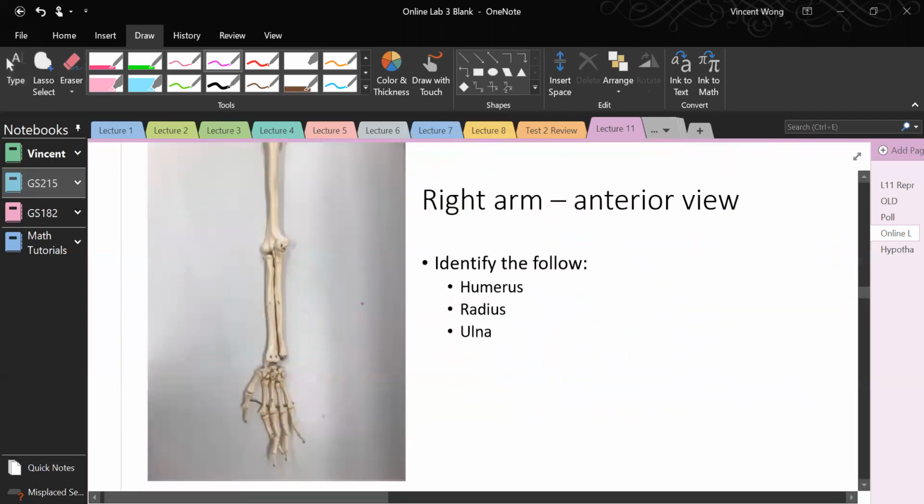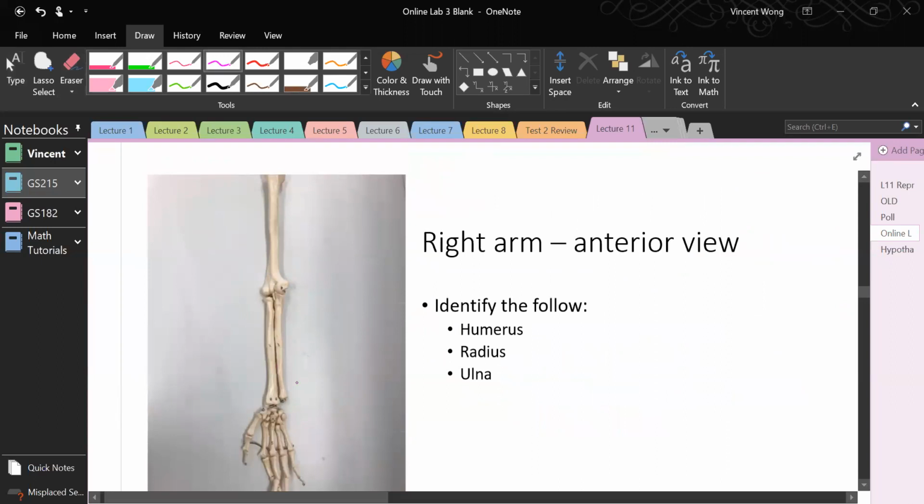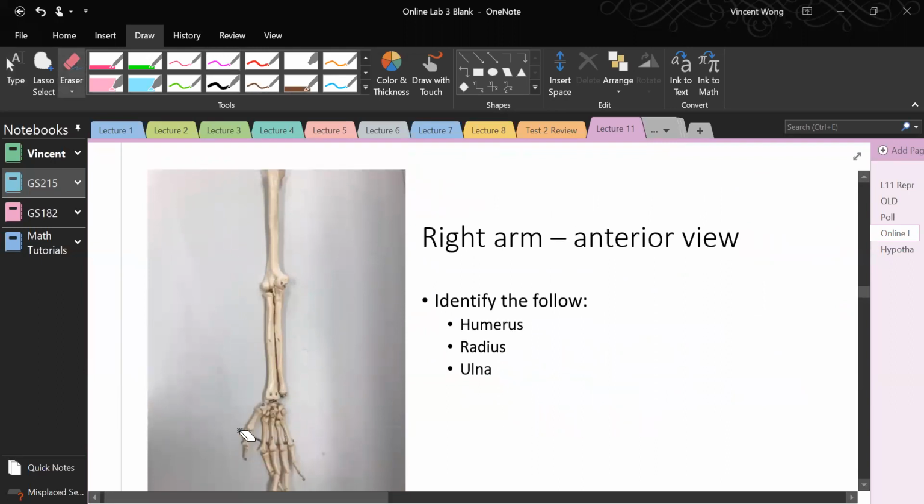Next, we have the right arm here when we're looking at it from the front. You can always tell by locating the thumb. So that will be the humerus. The one on the outside, that's the radius. And the one on the inside is the ulna.